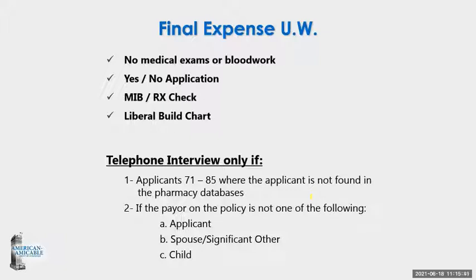So now you can see if the applicants are 71 to 85 and they're not found in the pharmacy database, they'll do a telephone interview. Or if the payer on the policy isn't the applicant, spouse, or child, then they'll do a telephone interview also. Or if something comes up in the MIB that they didn't disclose, they might do a telephone interview, but for the most part, they really cut those out, which is nice.